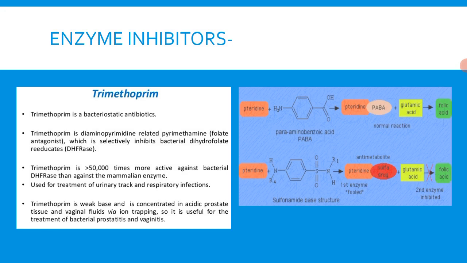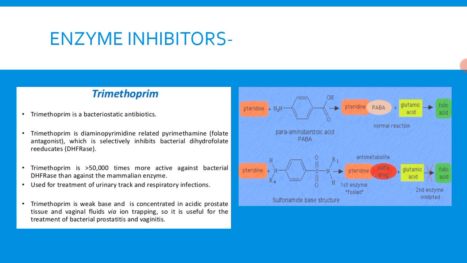In the enzyme inhibitors, the first is trimethoprim. Okay, we will study trimethoprim. It is an antimicrobial agent and antibiotic which is responsible for inhibition of enzyme production in the bacterial cells. Now, trimethoprim is a bacteriostatic antibiotic. Bacteriostatic, which will inhibit the bacteria, which will not kill the bacteria. Okay, static is for inhibition.